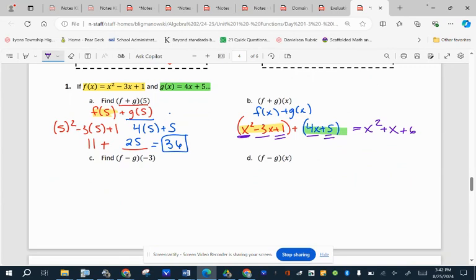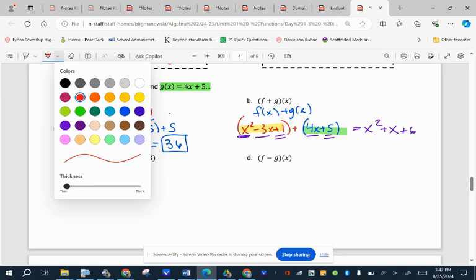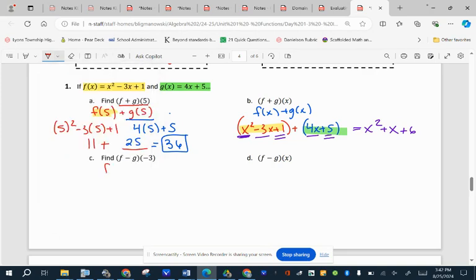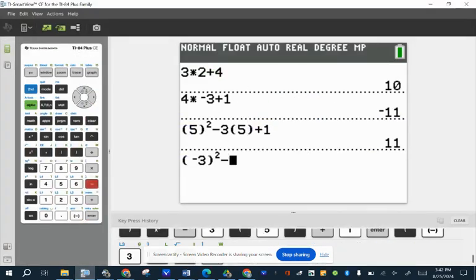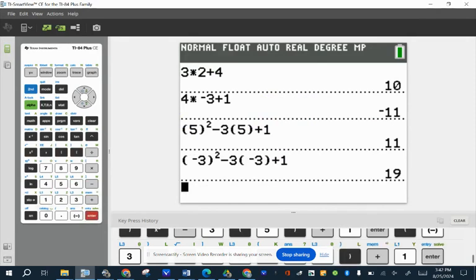Now we do the same thing with subtraction here. So I have f of negative 3 minus g of negative 3. So I'm going to do f of negative 3 first. So everywhere where I see an x in f, I'm going to replace it with negative 3. Plug that in my calculator. And I'm going to get 19.